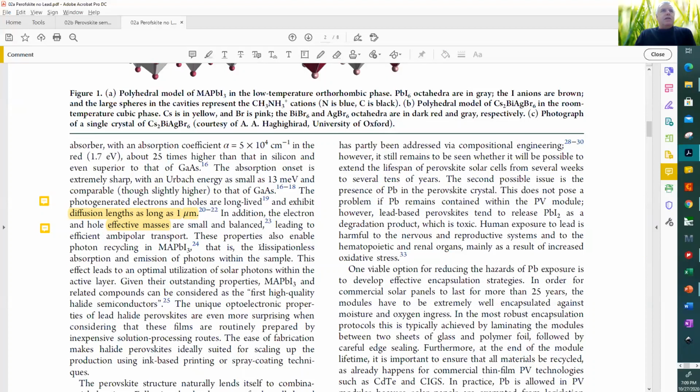So dissipationless absorption. I call that elastic. It's an elastic process. So dissipationless also means there's no Stokes shift, right?